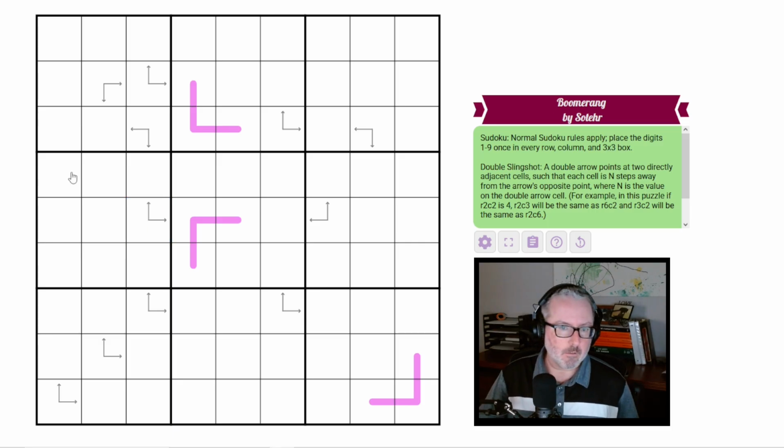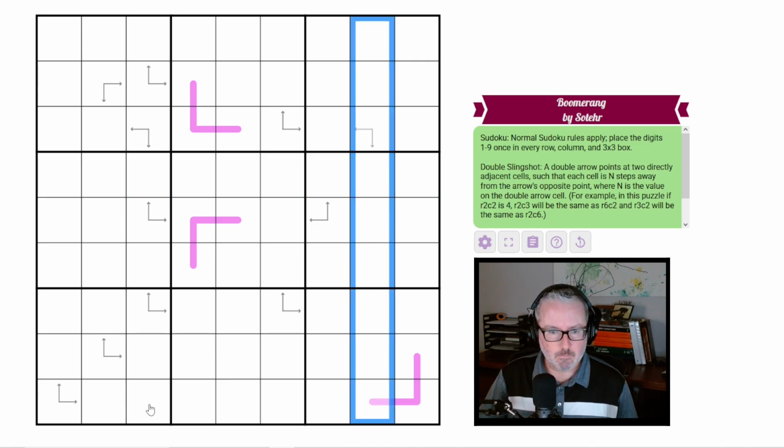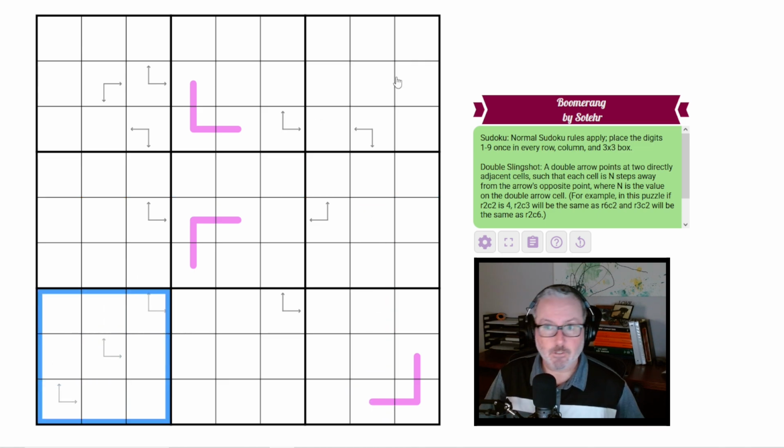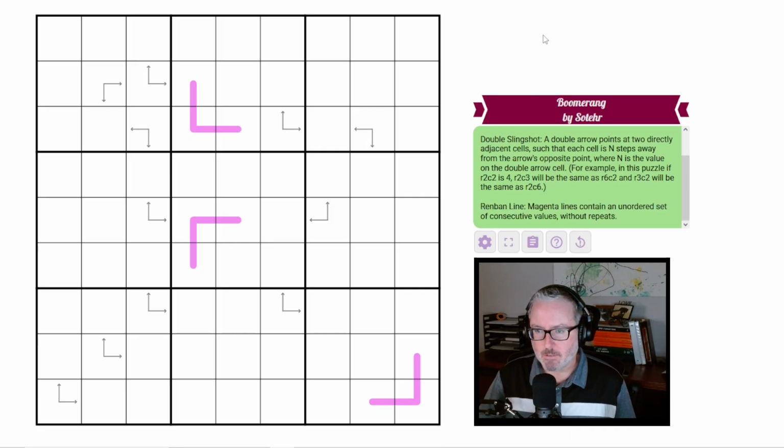We've got normal Sudoku, so every row, column, and 3x3 box will contain the digits 1 through 9 once each. We've got double slingshot. So a double arrow points at two directly adjacent cells such that each cell is n steps away from the arrow's opposite point. Okay, I'm starting to remember a little bit now. Where n is the value on the arrow cell.